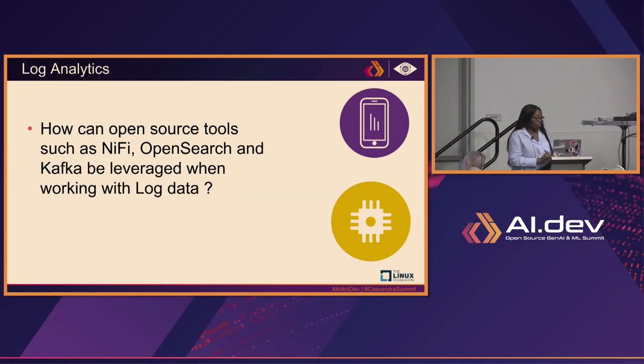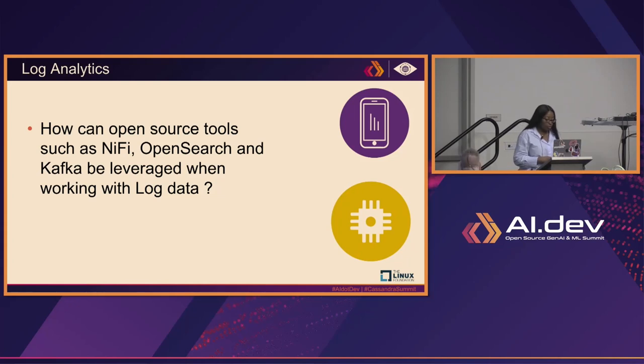So how can the tools that we're looking at today, like NiFi, OpenSearch, and Kafka, be leveraged when working with log data? The tools that we're going to be looking at are supposed to help ease some of these challenges and simplify the processes that we just talked about. Apache NiFi, for example, is an awesome tool for data ingestion and for helping data get from point A to point B. So it's basically a tool for data collection and processing. And then you have Apache Kafka, which is known officially as a distributed data storage system, but it's best for processing streaming data in real time. So like I said, we usually get log data in real time, so Apache Kafka is usually great for that sort of use case.